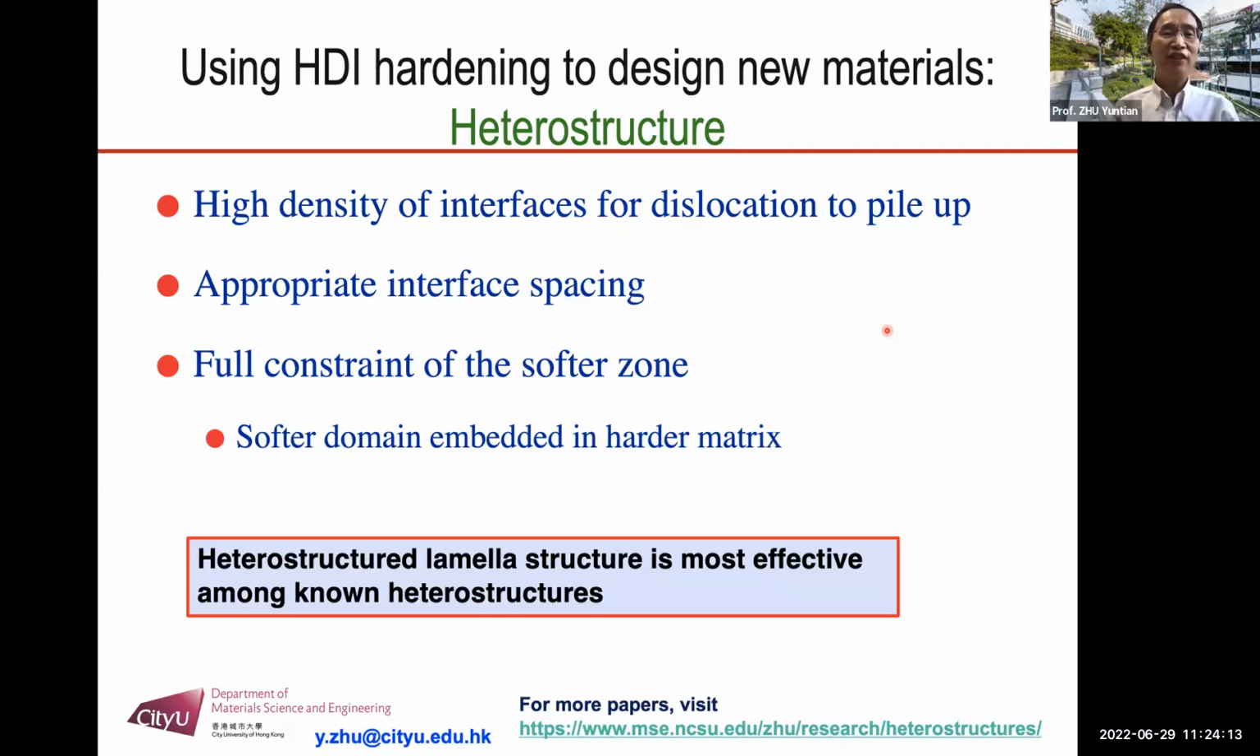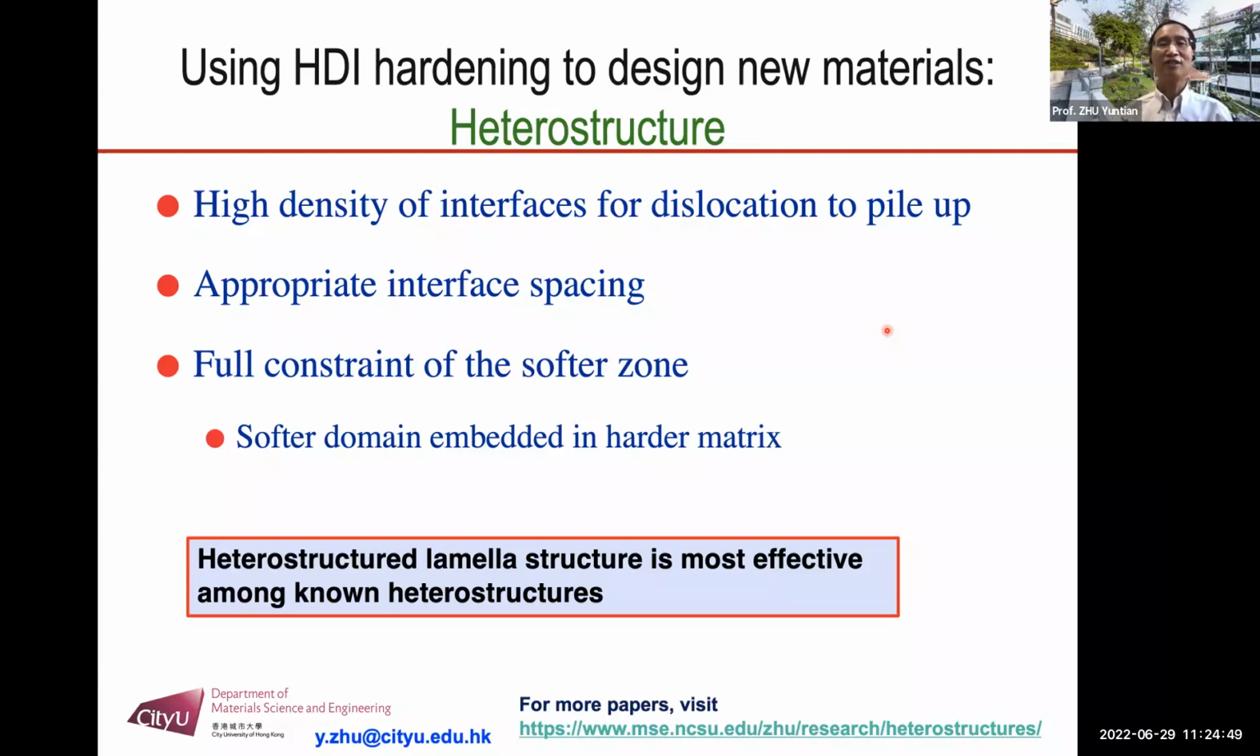Thirdly, if you fully constrain the soft zone, which means the soft zone is embedded in the hard matrix, it gives you the best property. It gives you the best yield strength. This is simple to understand because if you have a soft zone embedded in a hard matrix, the soft zone cannot be plastically deformed until the hard zone becomes plastically deformed. So the constraint is very effective.